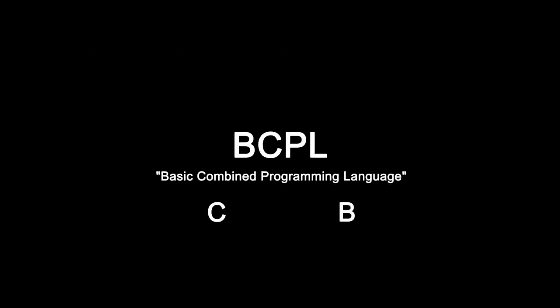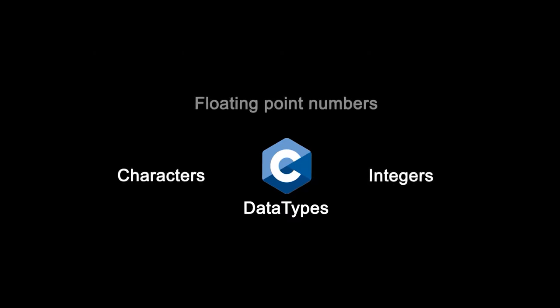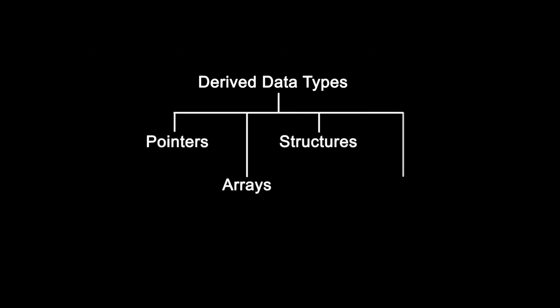BCPL and B are typeless languages. By contrast, C provides a variety of data types. The fundamental data types are characters, integers, and floating point numbers of several sizes. In addition, there is a hierarchy of derived data types created with pointers, arrays, structures, and unions.